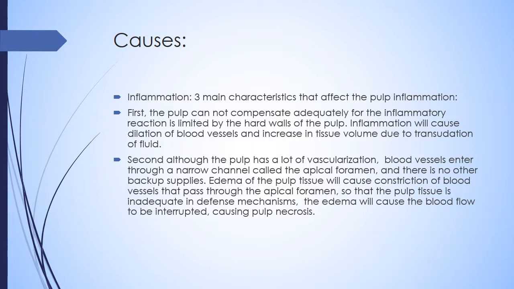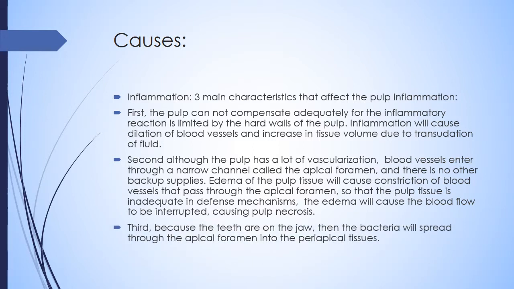Second, although the pulp has a lot of vascularization, blood vessels enter through a narrow channel called the apical foramen, and there are no other backup supplies. Edema of the pulp tissue will cause constriction of blood vessels that pass through the apical foramen, so that the pulp tissue is inadequate in defense mechanisms. Edema will cause the blood flow to be interrupted, causing pulp necrosis.